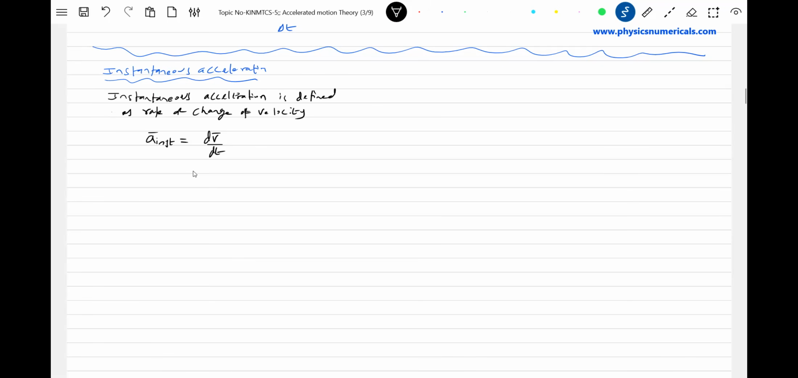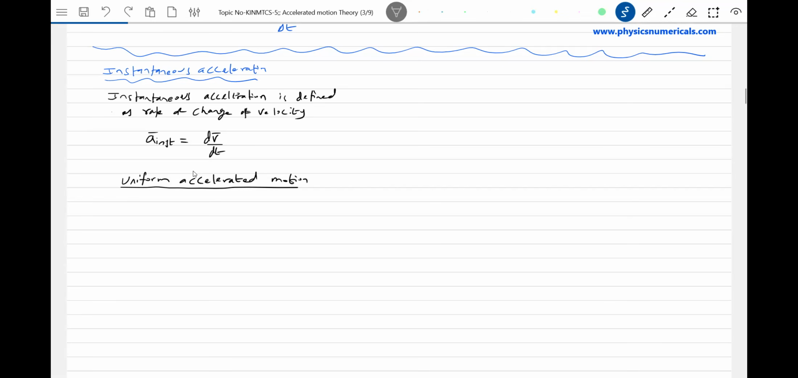Okay, now we'll define the next quantity called uniform accelerated motion. So what do you mean by uniform accelerated motion? Like uniform velocity motion, if the velocity of a body remains constant during motion, it's said to be uniform velocity. Similarly, if the acceleration of a body remains constant during motion, it's said to be uniform accelerated motion. So we'll define like this.